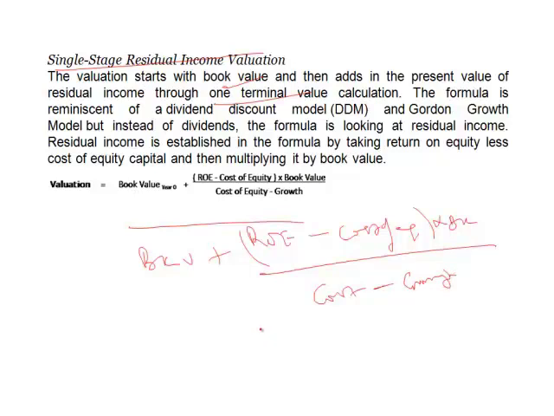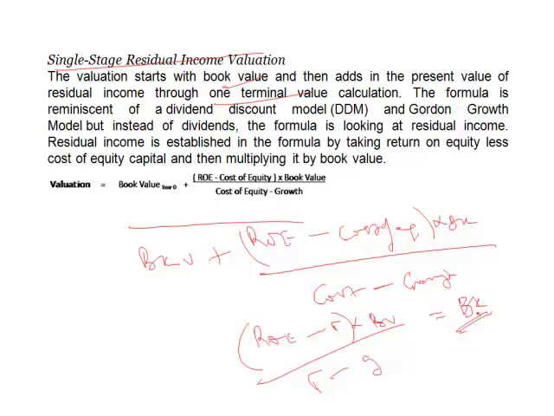Now you can try to modify the formula by saying that return on equity minus R, which is cost of equity, multiplied by book value, all over cost of equity minus growth, is added to book value. That is for single period valuation. There's something you need to note. If the return on equity is equal to the cost of equity capital, then residual income is 0 and valuation is equal to book value. Note that, please.